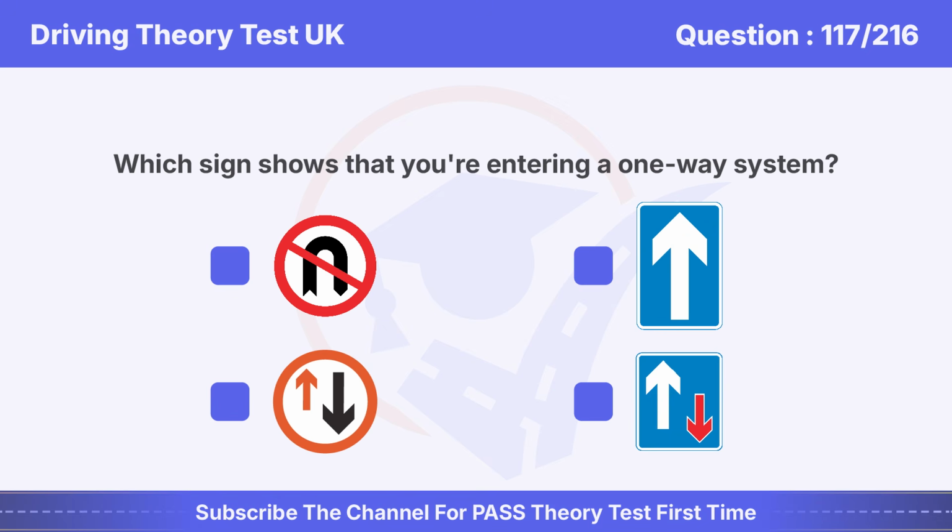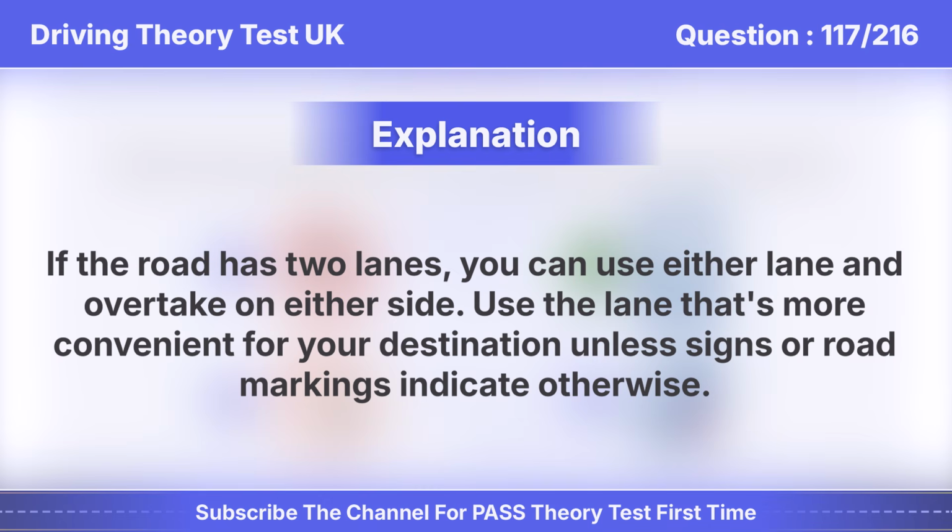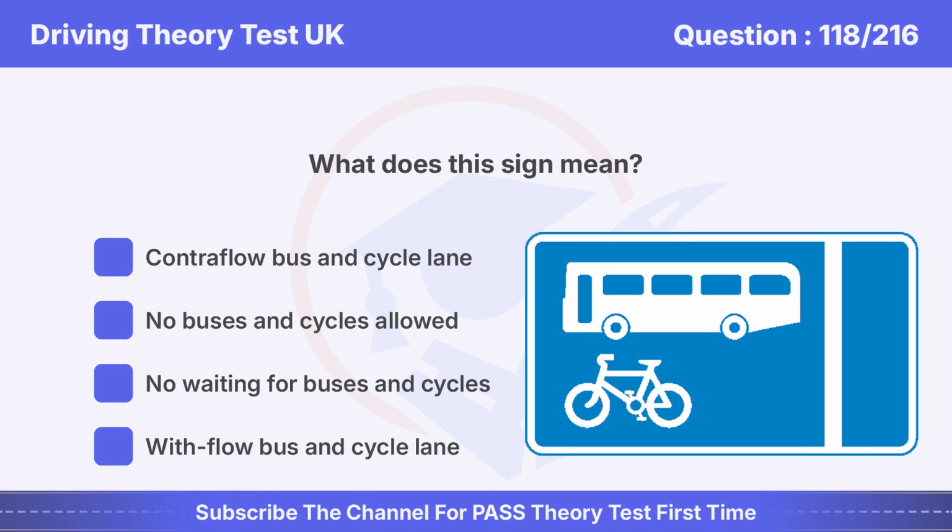Question 117. Which sign shows that you're entering a one-way system? Answer is B. If the road has two lanes, you can use either lane and overtake on either side. Use the lane that's more convenient for your destination unless signs or road markings indicate otherwise. Question 118. What does this sign mean?